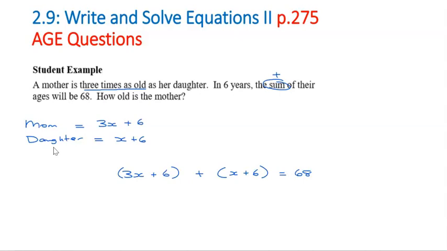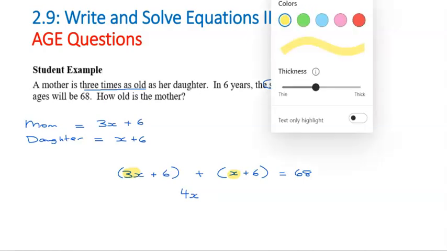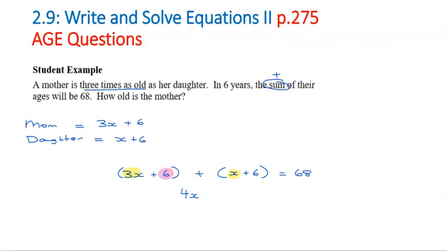Okay, now we're ready to combine our like terms. So we have 3x plus x, and that's 4x. And then we're going to have 6 plus 6 for our constants. So 4x plus 12 is equal to 68. And now we can solve this equation for x.